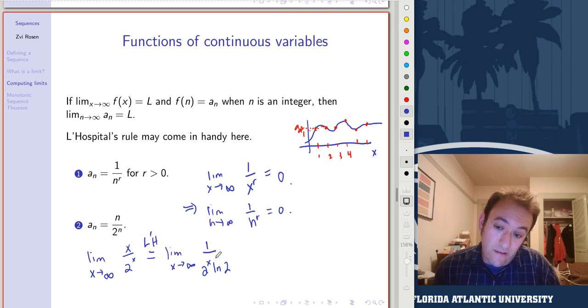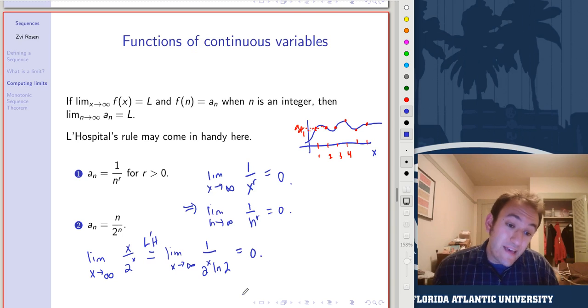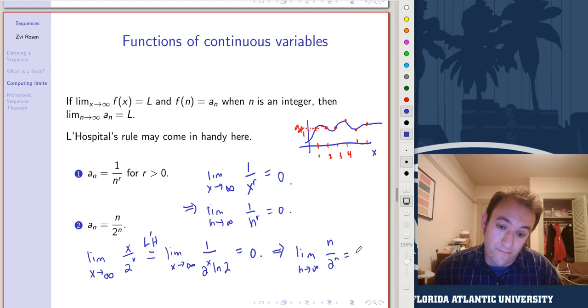And as we can see, the top is now constant and the bottom is still going off to infinity. So this limit also equals 0. Okay, so that's a fact about this continuous function. But as we pointed out before, this implies that the limit of the sequence is also 0. Okay?